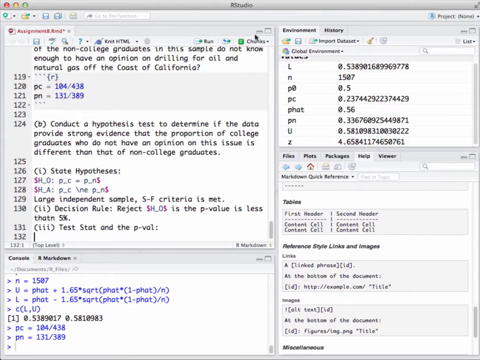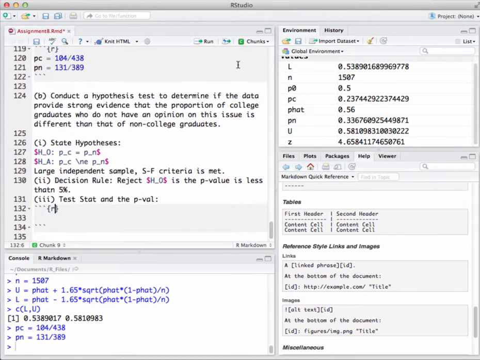Okay, so let's insert a chunk, and let's go down here, and we're going to say that z is equal to, here we go, parentheses, 0.237 subtract, let's see, what was the next number there? Oh, 0.337.